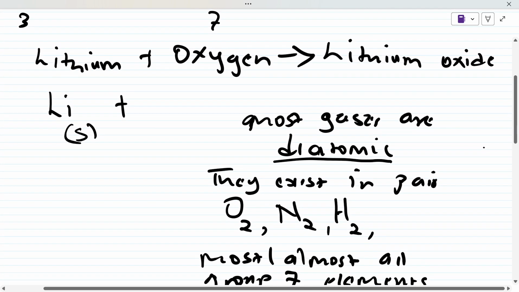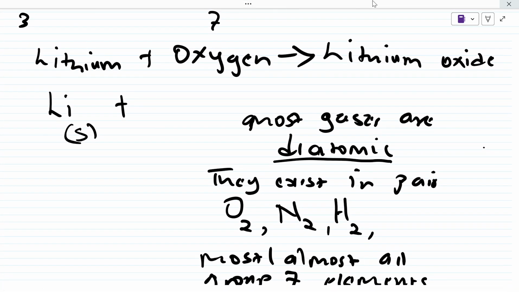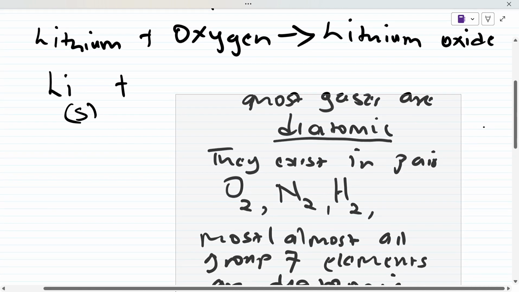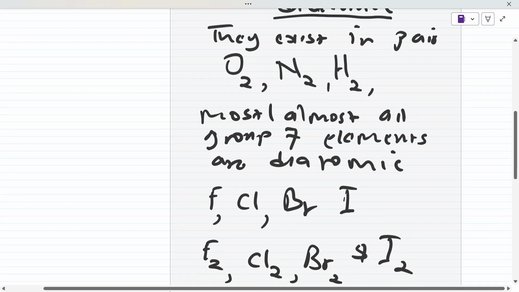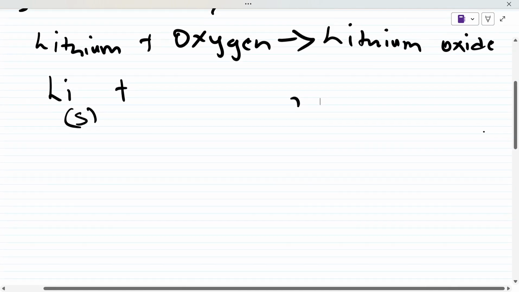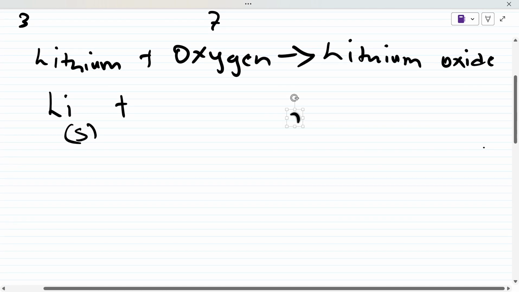Now, having known that gases are diatomic, now I can analyze and understand how these elements can react to yield certain products that I'm interested in. So here I'm going to put oxygen, and the oxygen is going to be O2. Then I'm supposed to form this.